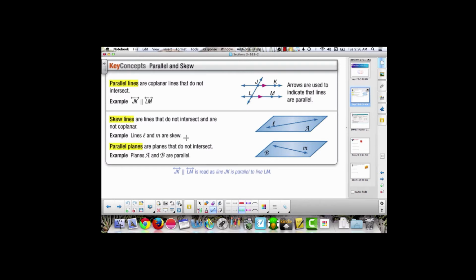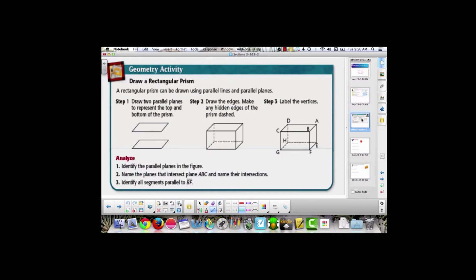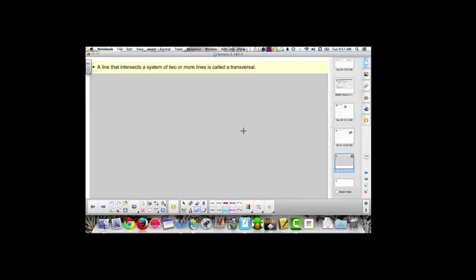Parallel planes are simply planes that do not intersect. Any planes that don't intersect each other are considered parallel. To help you understand parallel lines and parallel planes and skew a little bit more, go ahead and do the activity on this page. Alright, now we're going to go over another vocabulary word, transversal.